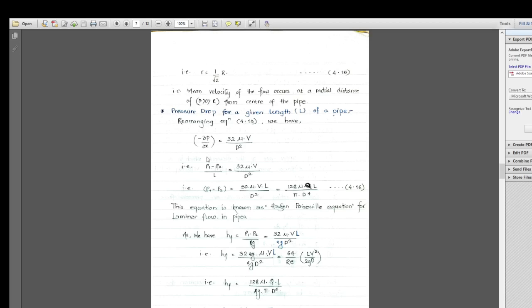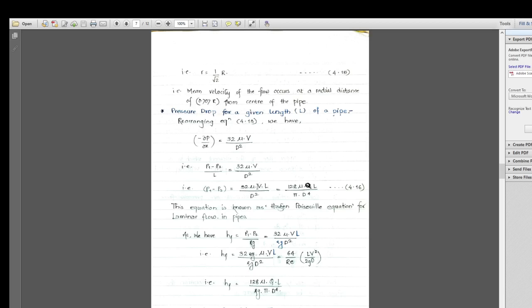So del p by del x is the pressure drop. Therefore, we can write this in terms of P1 minus P2 by L over the length of the pipe. So the pressure drop over the length of the pipe can be written as P1 minus P2 by L. The right part will be the same. So the pressure drop P1 minus P2 is equal to 32 mu into V. This L that is in the denominator will go to the numerator. So we will get 32 mu into V into L by d square.